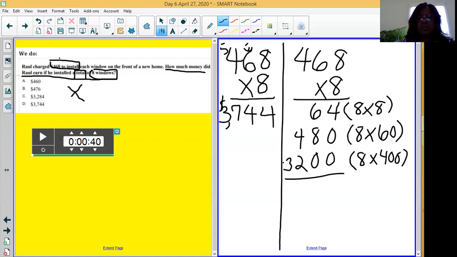Then we multiply all our digits, so now we must add. 4 plus 0 gives us 4. 6 plus 8 is 14. We put down 4, carry 1. 4 plus 3 is 7. And then we put down 11. We get the same answer. I give you one.